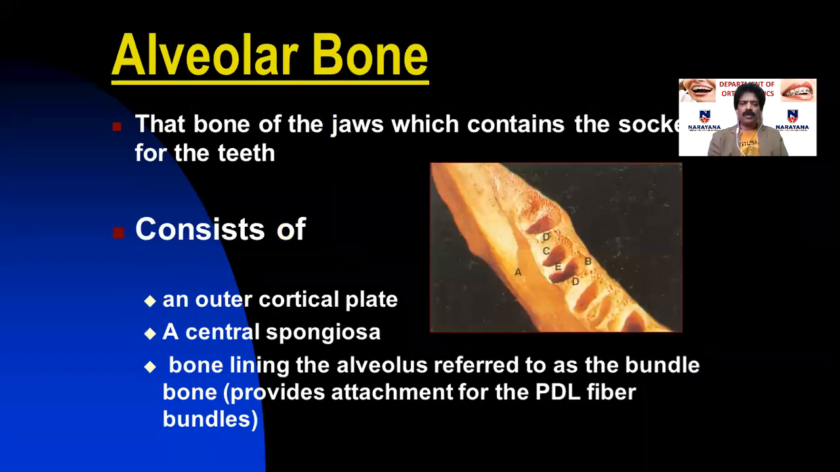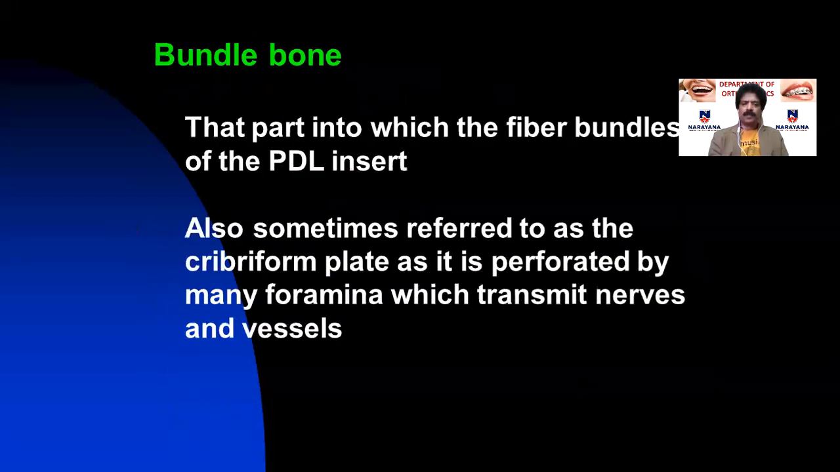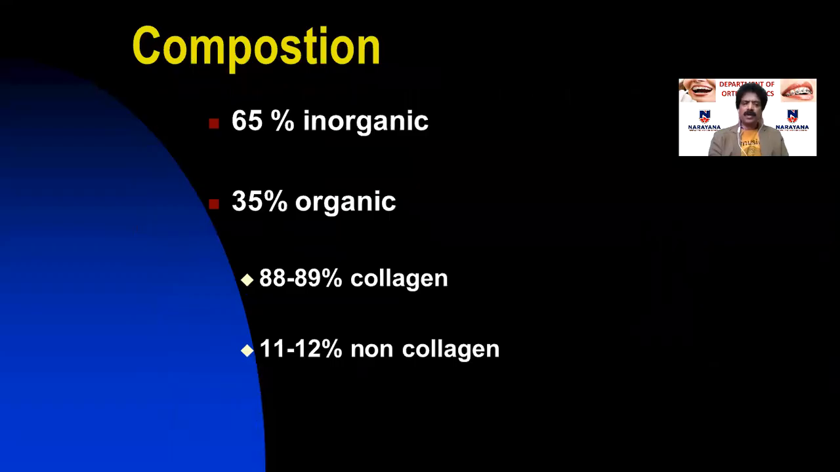We will not go into the details of that. In the alveolar bone, you can see there the outer cortical plate, central spongiosa, okay, the bundle bone, that is your alveolar bone. You can see the composition of your bone. That also you should refresh, the composition of bone. What is what in the 100%?